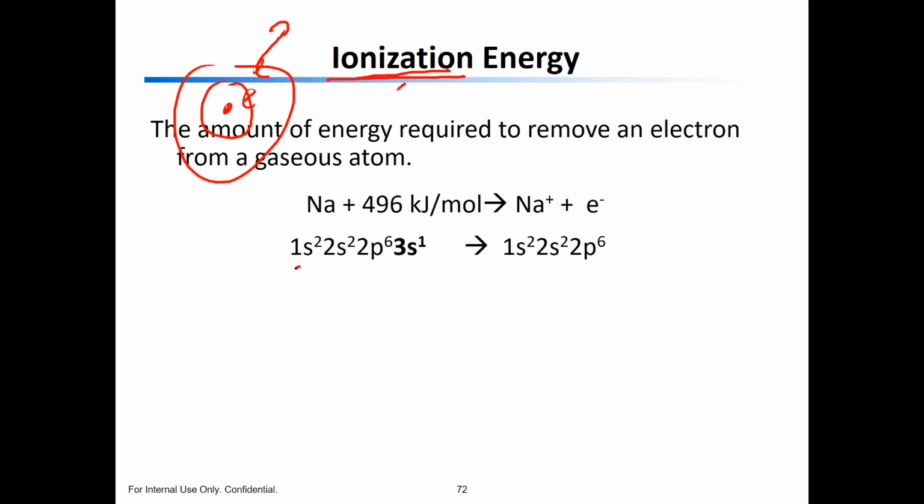So which is the outermost electron for sodium? 3s1. So this is sodium, and if I put in this much energy, that electron is going to fly off of that atom. When it flies off, what's left over? That 3s1 is gone, right? It's not there anymore because it got removed. So what's left over? This sodium plus is this electron configuration.